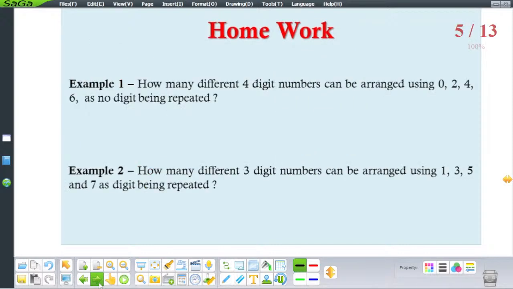And in the last part, we gave you homework. Hope you have solved that homework. Now we require the answers for this homework.